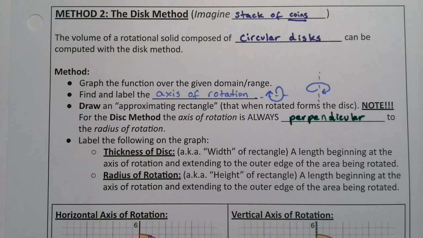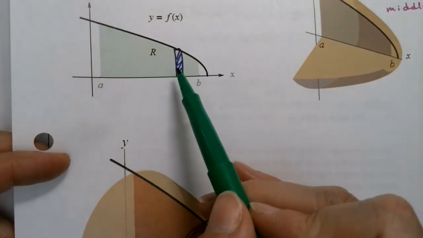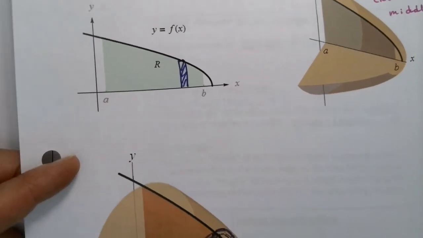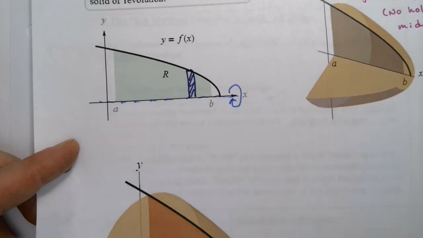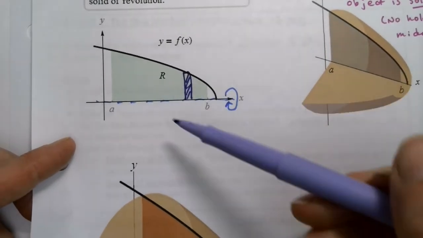Right? Because you imagine that, just do it right here. Your axis of rotation is right here. So you can see the axis of rotation. To show it's rotating, you put that little arrow. You're spinning around that axis.